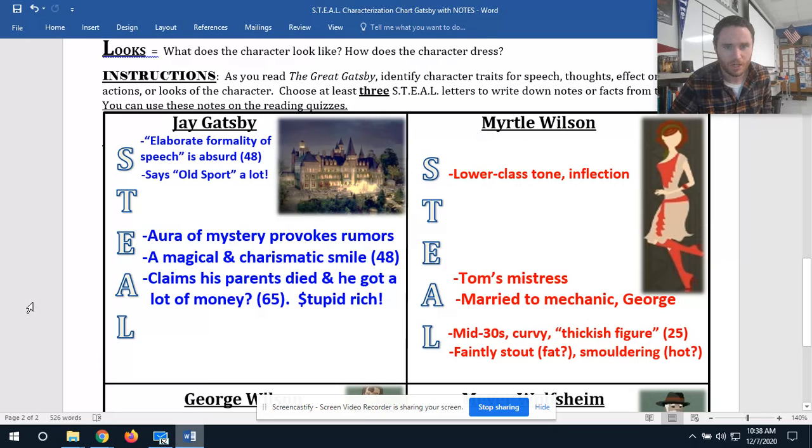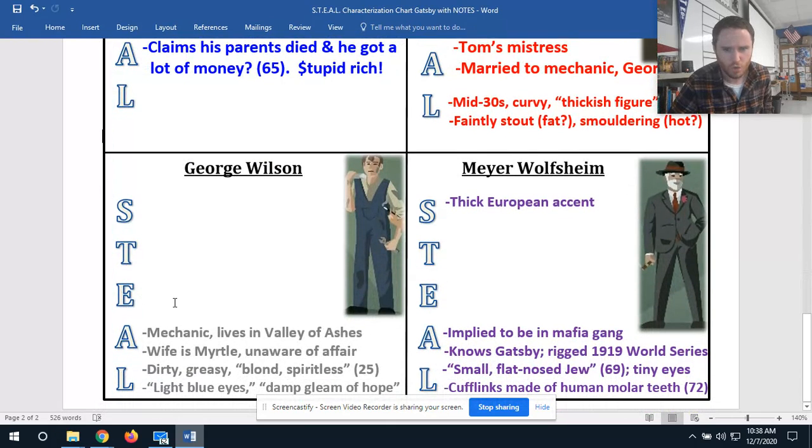Pause the video if you want to check out anything further for Gatsby or Myrtle Wilson. And then George Wilson, we don't know too much about him, but we meet him in chapter 2. He's a mechanic. He lives in the Valley of Ashes. His wife is Myrtle, but he seems unaware of the affair with Tom. He's dirty, greasy, blonde, and spiritless. It's described on page 25. He has light blue eyes, and a damp gleam of hope comes into his eyes when he sees Tom in chapter 2, maybe because Tom's going to sell him a car. He's trying to make more money, but George seems very lower class compared to Tom's upper class wealth.